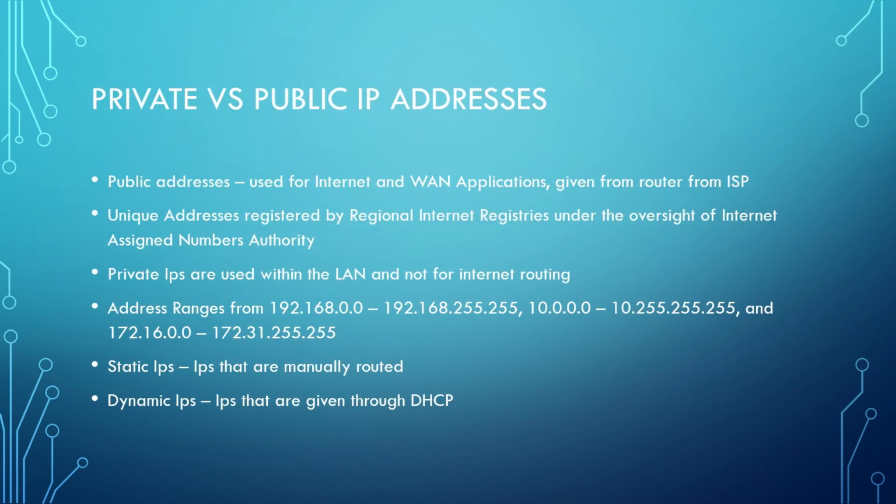Addresses for those range from 192.168.0.0 to 192.168.255.255, 10.0.0.0 to 10.255.255.255, and 172.16.0.0 to 172.31.255.255. Some of these unique addresses are registered by the regional Internet registries under the oversight of the Internet Assigned Numbers Authority, better known as the IANA.